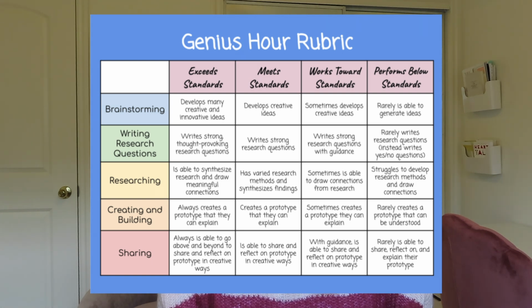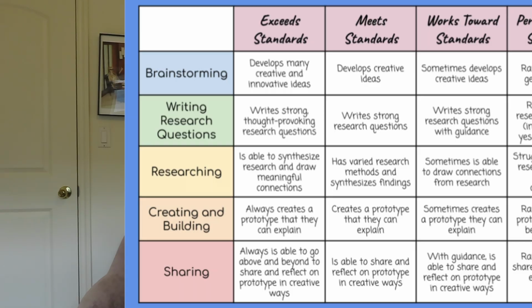So I'm just gonna walk you through what an exceeds standards in Genius Hour at the elementary level might look like. So first we have brainstorming, develops many creative and innovative ideas. For writing research questions, we have writes strong, thought-provoking research questions. For researching, we have is able to synthesize research and draw meaningful connections. For creating and building, we have always creates a prototype that they can explain. And then lastly, for sharing, we have always is able to go above and beyond to share, and most importantly, reflect on a prototype in creative ways.